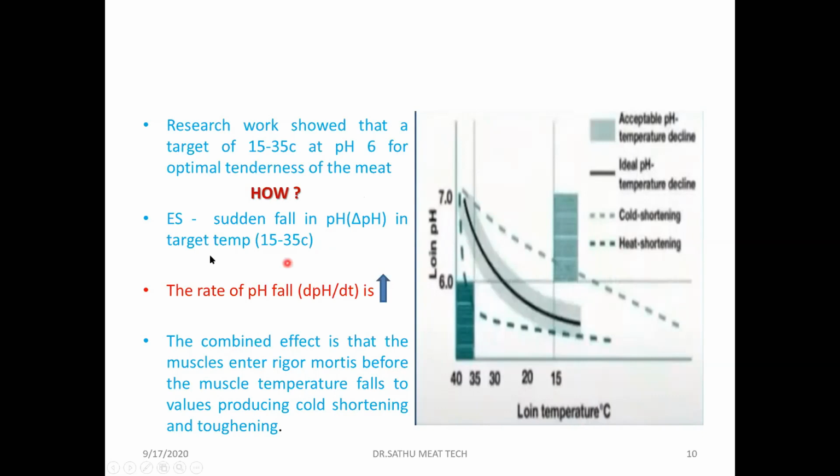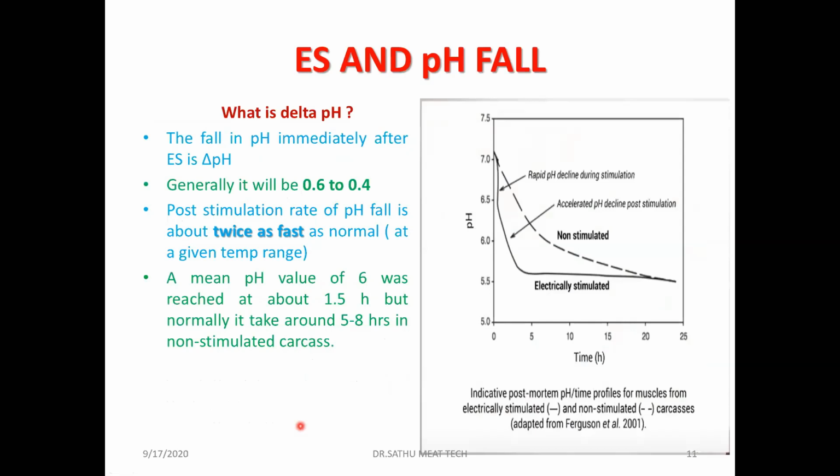Then there is a further drop in the pH, which is also very rapid compared to the non-stimulated carcass. Within 1.5 to 2 hours, we will attain this pH of 6, and during this time the temperature of the carcass is between 15 to 35 degrees centigrade. Normally we see 30 degrees centigrade when we achieve this pH of 6. So the combined effect, delta pH plus the rapid rate of pH fall after stimulation, means the muscle enters rigor mortis before the muscle temperature falls to a value producing cold shortening and toughening. So let's see how electrical stimulation and pH fall are related.